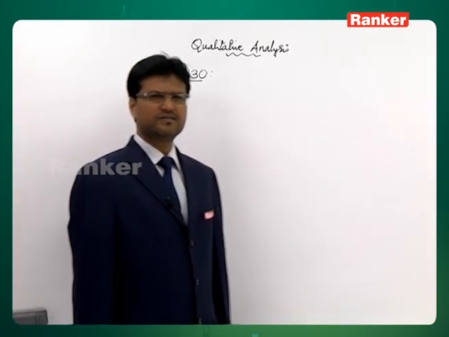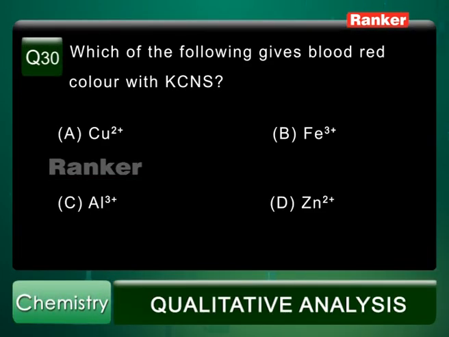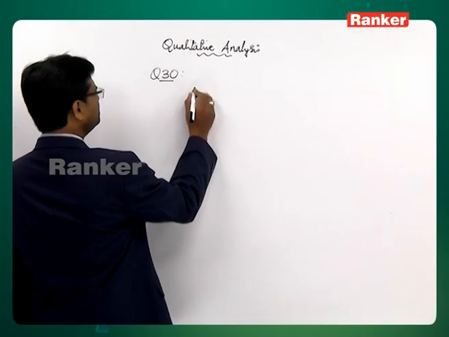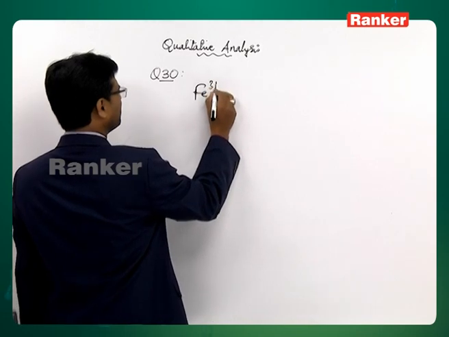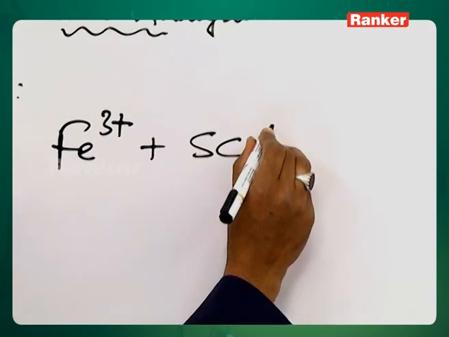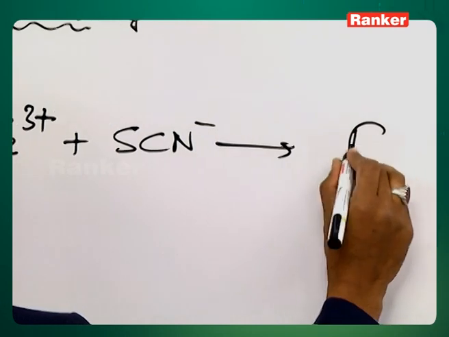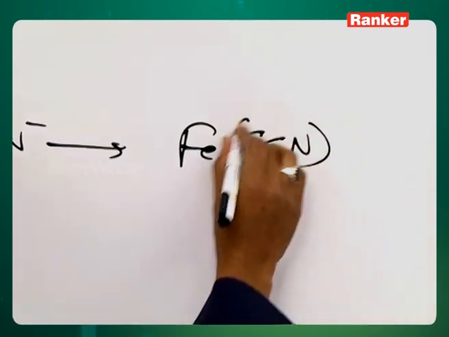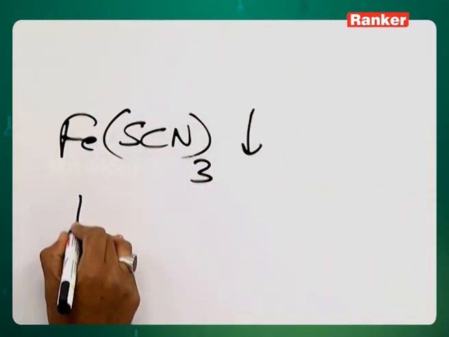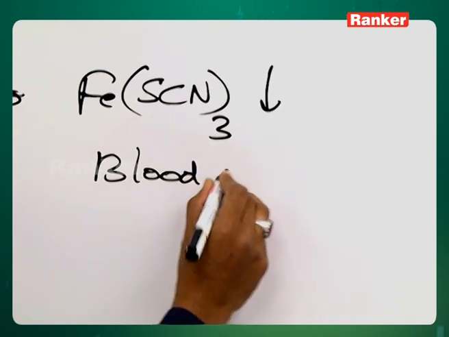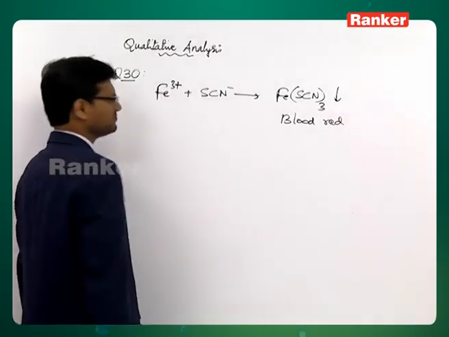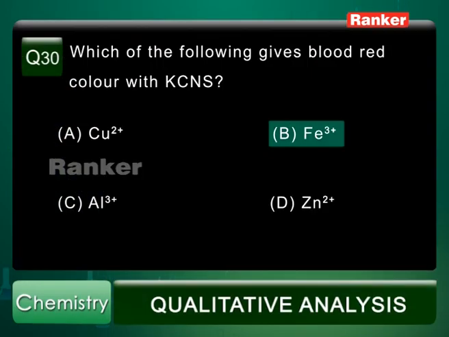Question number 30. Which of the following gives blood red color with KCNS? Options A, cupric, B, ferric, C, aluminium, D, zinc. And the correct answer is ferric. Look at the equation. Fe3+ with SCN- gives Fe(SCN)3. This has a blood red color. Answer is B option, ferric.